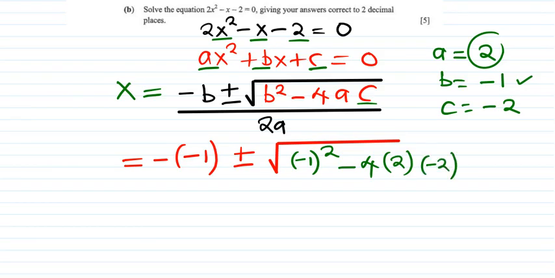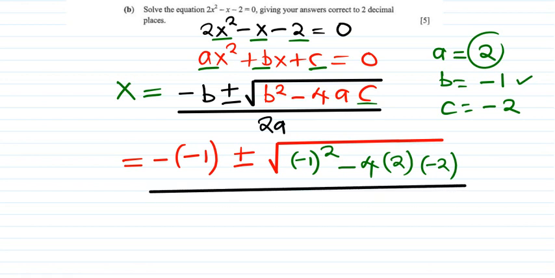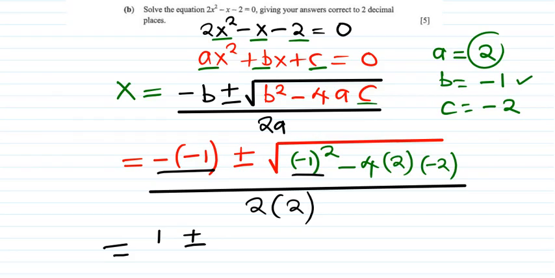Okay, so all this is to be divided by what? All this is to be divided by 2a. So our 2 and our a is 2. Okay, so on our next step now we can just simplify. Negative times negative 1 is 1, plus or minus, under our square root there, negative 1 squared is just 1, minus 4 times 2 is 8.